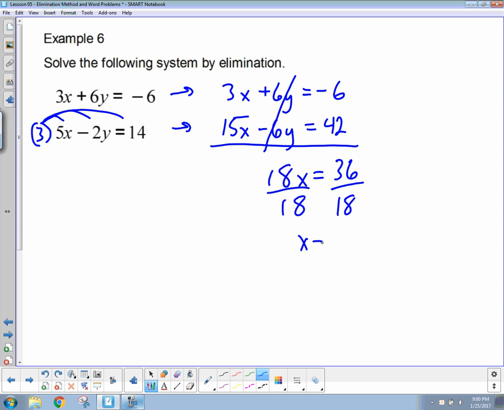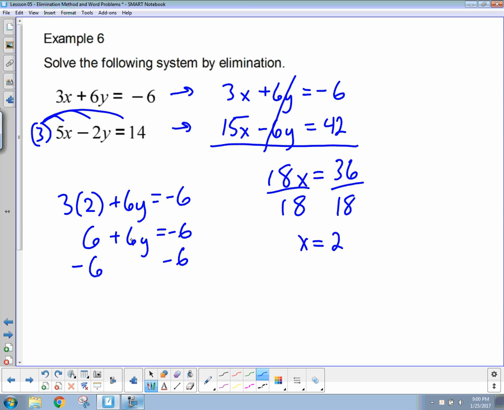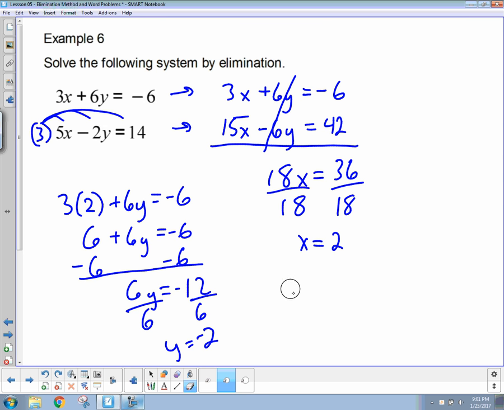Plug that back into the easy one. I'm going to pick the top one. Oops, we're supposed to make a substitution right here. So parentheses 2 plus 6y equals negative 6. 6 plus 6y equals negative 6. Subtract 6. Watch out. 6y equals negative 12, divide by 6, y equals negative 2. So, I don't know what I'm doing. I'm trying to write a point here. Get it together. 2, negative 2, boom.